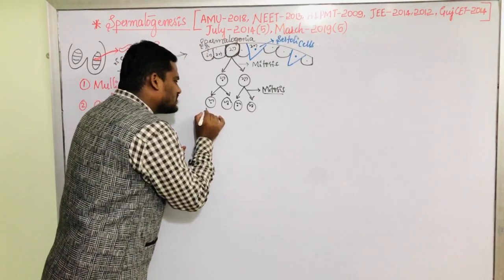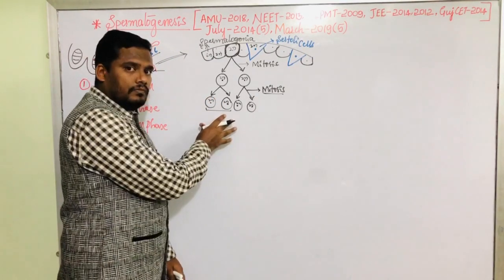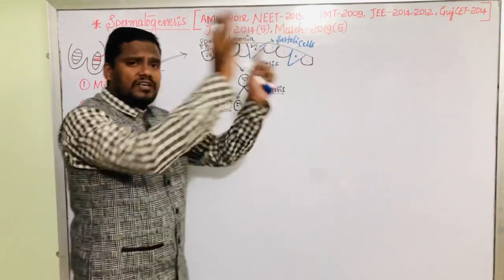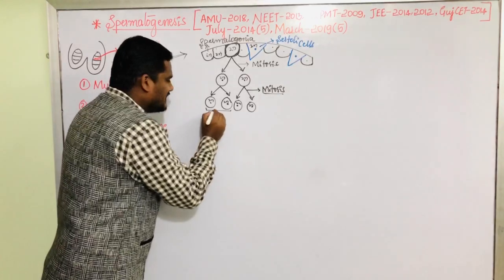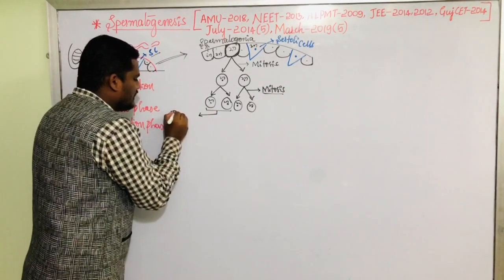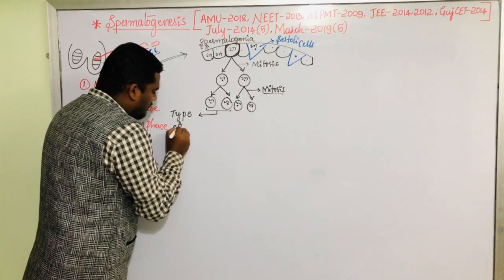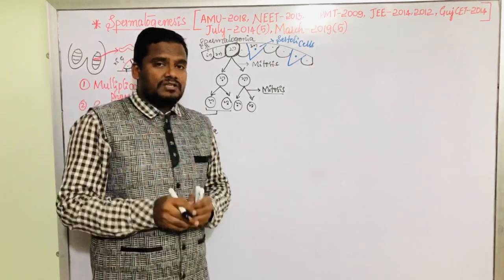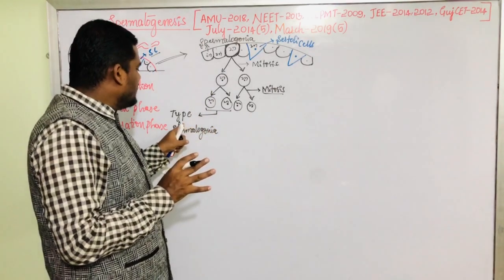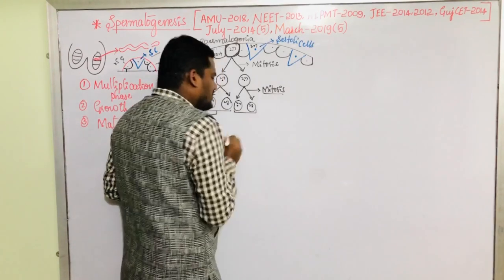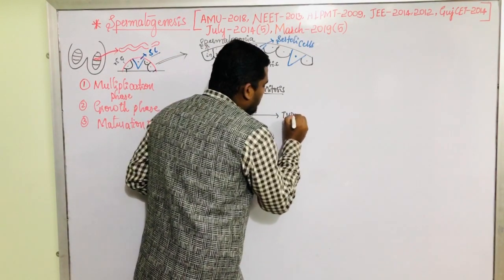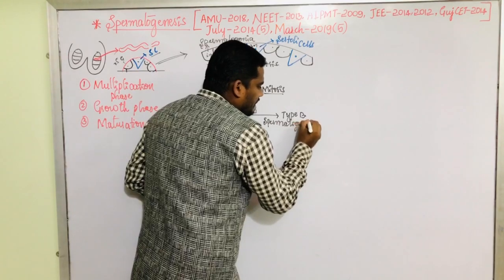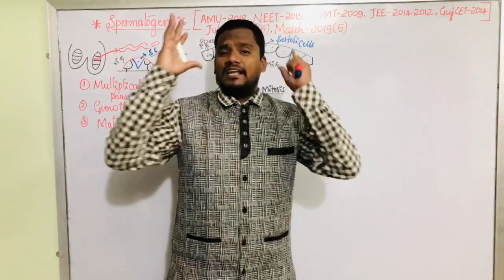Now, out of thousands of cells formed, half of the cells, 50% of the cells, are called type A spermatogonia, and the remaining half of the cells are called type B spermatogonia.